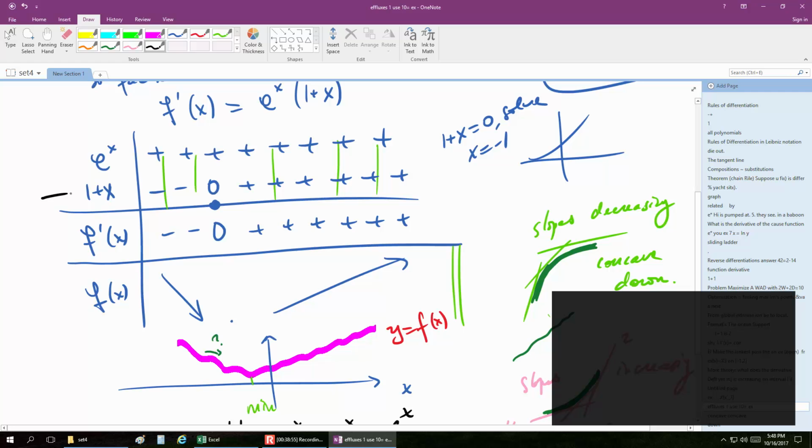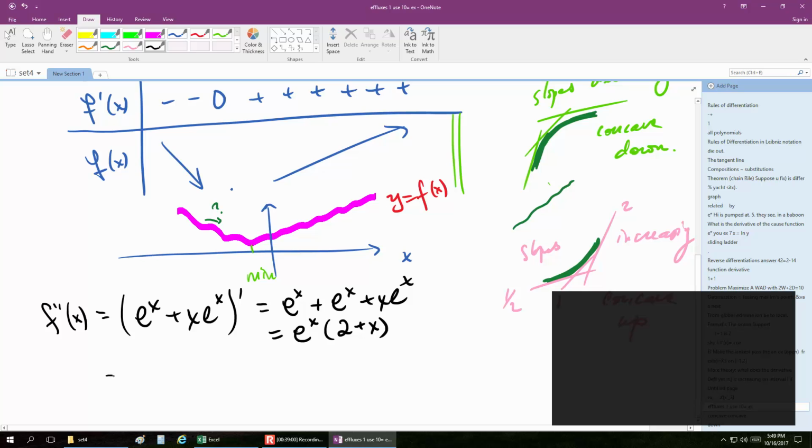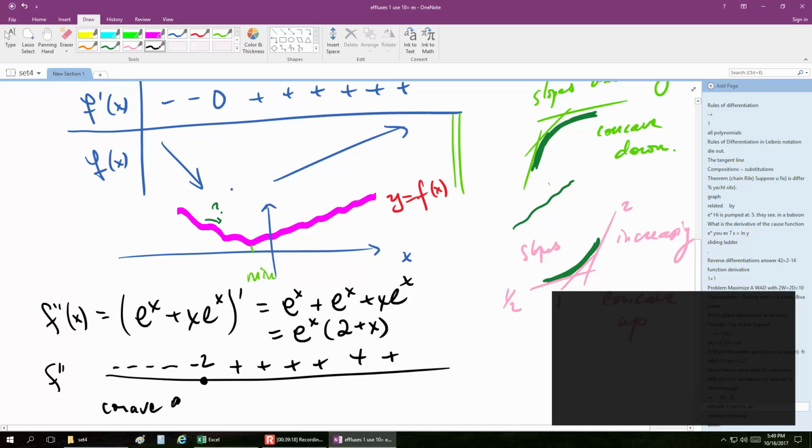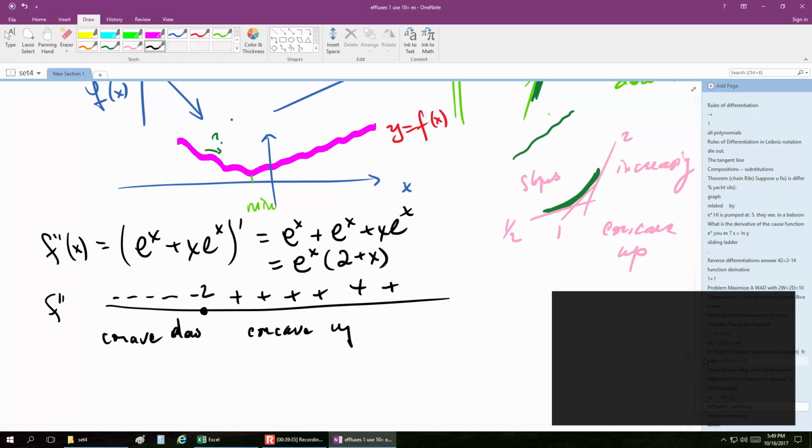Except this factor is different, it will be 2 plus x, and 2 plus x means that this thing will have a zero elsewhere. It will have a 0 at -2. At -2, the second derivative hits 0, and it's negative to the left, positive to the right. So concave up, down, and concave up. Okay, so that doesn't look right. Hold on. What did I do wrong?